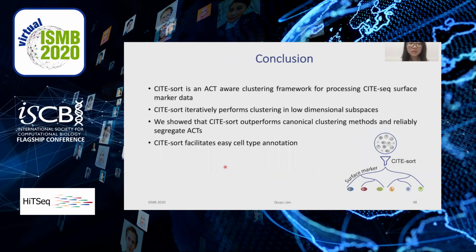Let's make a conclusion. CITE-sort is the first artificial cell type-aware clustering method for CITE-seq datasets. The key idea is to iteratively perform clustering in lower dimensions, and we have shown that CITE-sort outperforms canonical clustering methods, and it could reliably segregate ACTs. The clustering process of CITE-sort could be visualized as a sort tree, which facilitates easy cell type annotation.